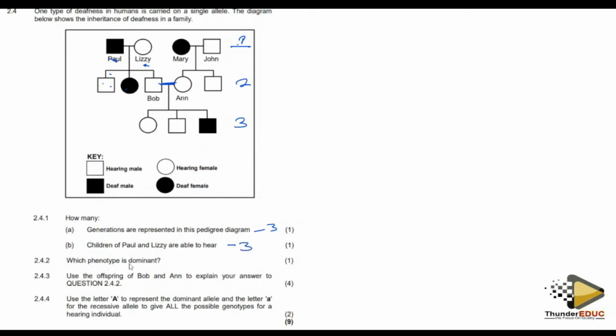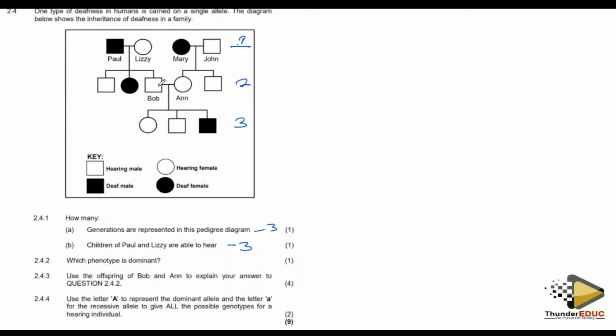Then they're saying, which phenotype is dominant? Based on this, you have deafness, and a person who can hear: deaf and hearing. Since they didn't show you which is dominant and which is recessive, you have to look at maybe two parents and then their kids, and see which one leads to the other. If you look at this and this, this will not show you because we don't know whether it's heterozygous. But this one can show you.